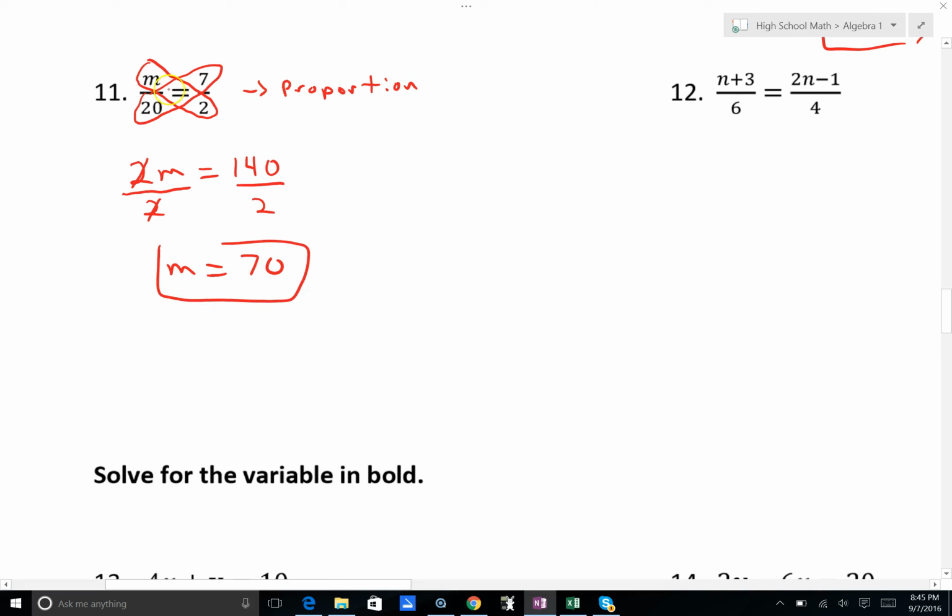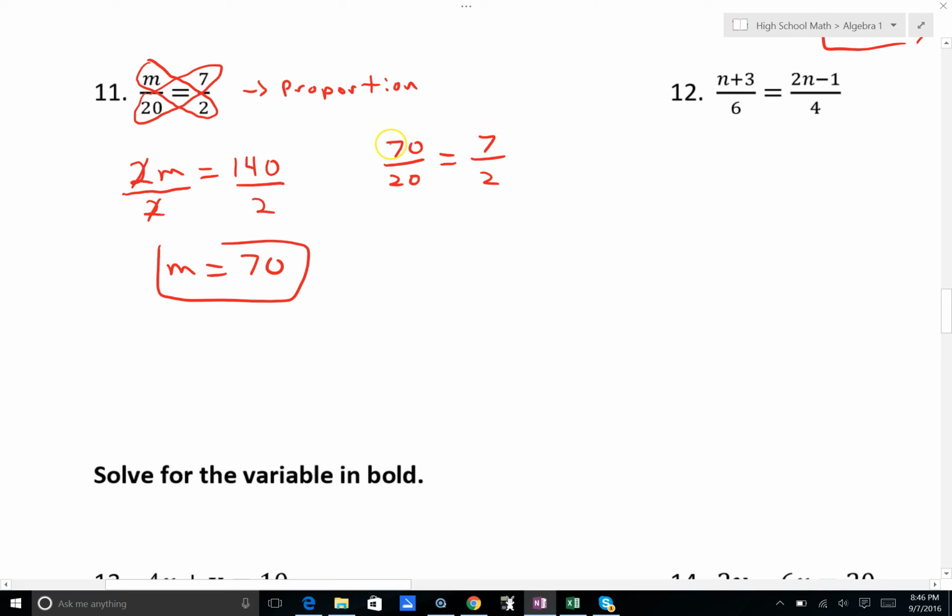Now I can take my 70 and substitute it back in. I'd be left with this. Instead of m over 20, we have 70 over 20. Is that equal to 7 over 2? Well, I hope you can see they are equal. Here we could, dividing both of these by 10, you'd see that we'd have 7 over 2. 70 over 20 is indeed equal to 7 over 2.